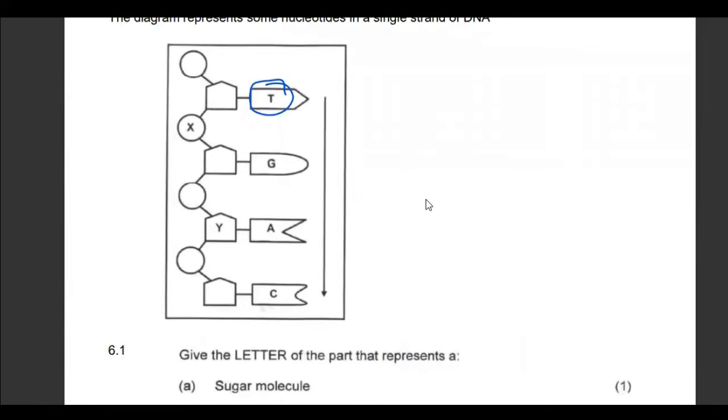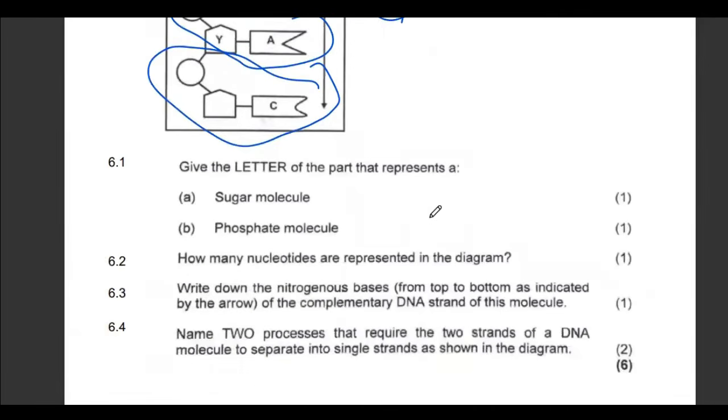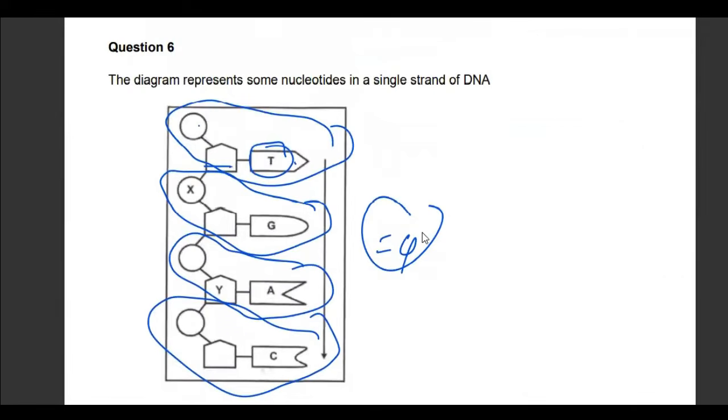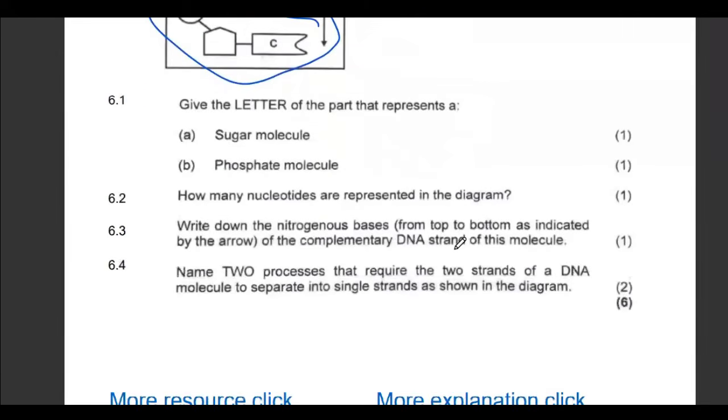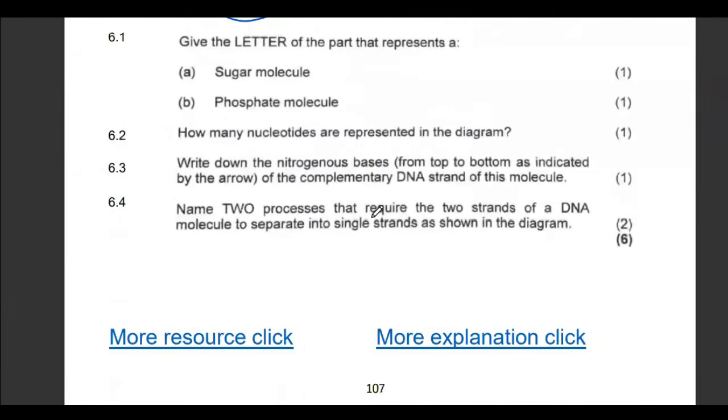How many nucleotides? A nucleotide is a phosphate, a nitrogenous base, and a sugar. So this is one nucleotide, the second nucleotide, the third nucleotide, and this is the fourth nucleotide. So the answer is 4 nucleotides. And then for phosphate molecules, you just count them: 1, 2, 3, 4. So the answer is also 4. For sugar molecules, there are 4. This is the phosphate, and this is the sugar.